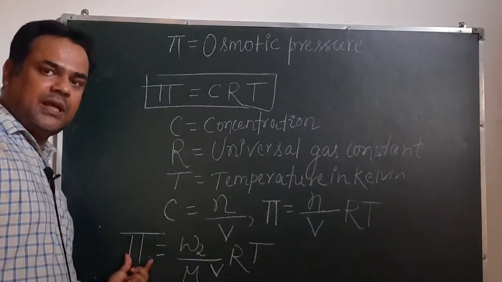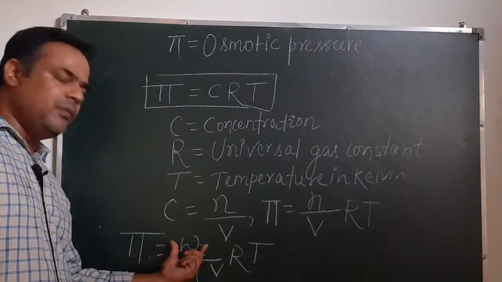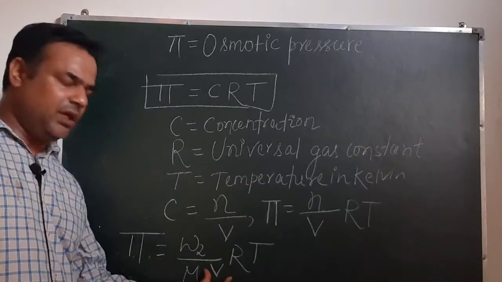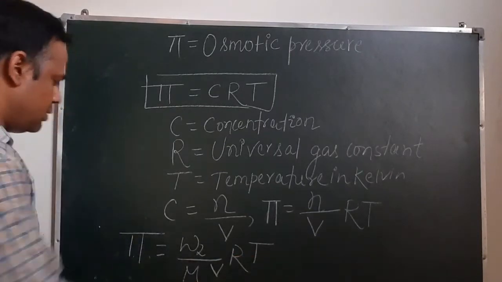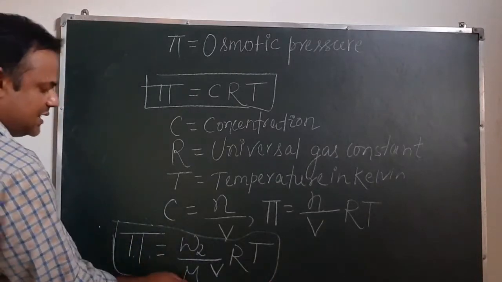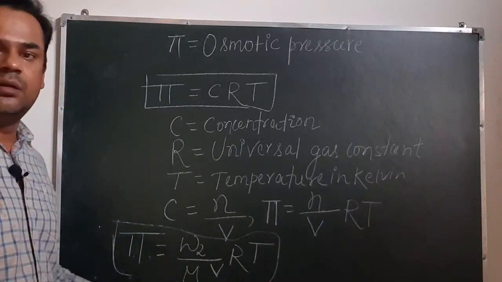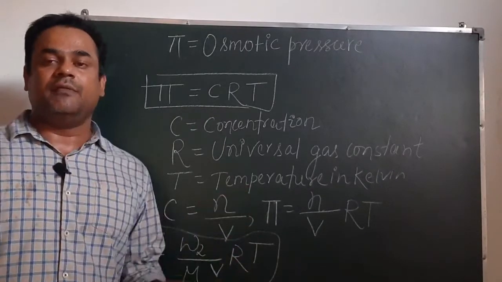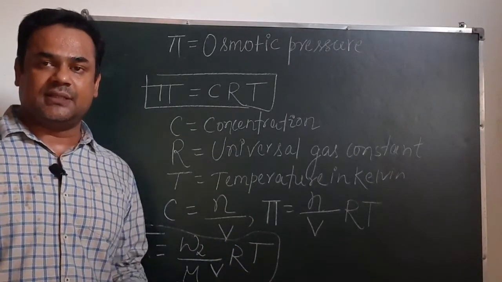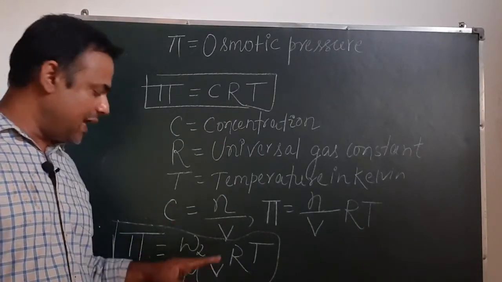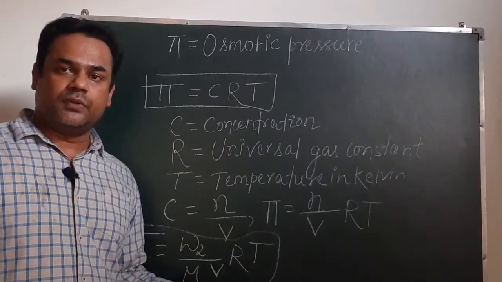So from here we can write pi equals given mass of solute divided by molar mass of solute multiplied by volume V RT. So this relation gives osmotic pressure, and from this relation again we can calculate molar mass of solute. So here we have seen that in all the three cases, with the help of colligative properties, we can calculate molar mass of solute.